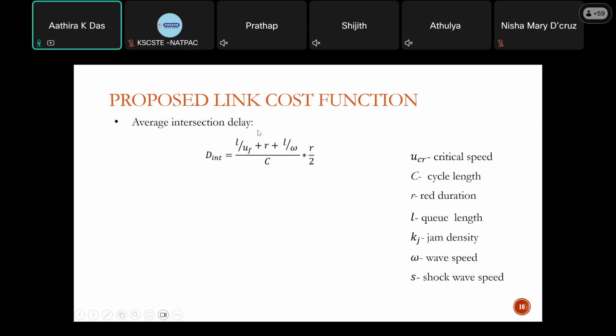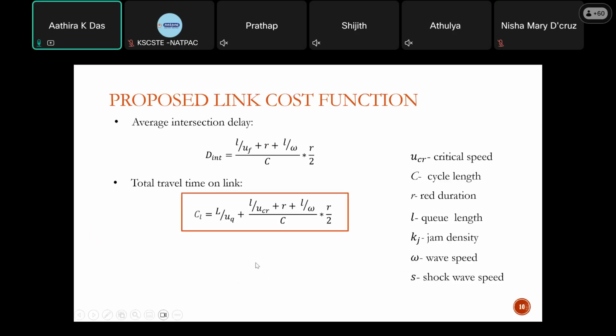So the average intersection delay can be written, with T2 minus T1 written in this form from the figure, divided by cycle length into R by 2. And here the L denotes the length of the queue formed at the intersection. And the length of the queue can be determined from the shock wave diagram and using the fundamental diagram. And therefore, the total travel time on link will be the sum of the travel time on link, that is the first term, plus the intersection delay.